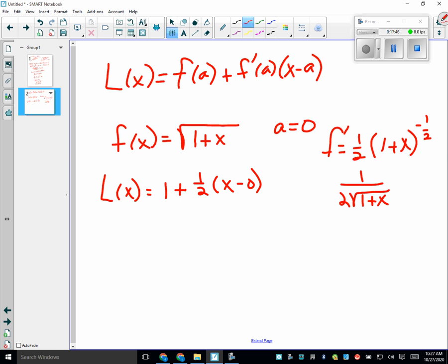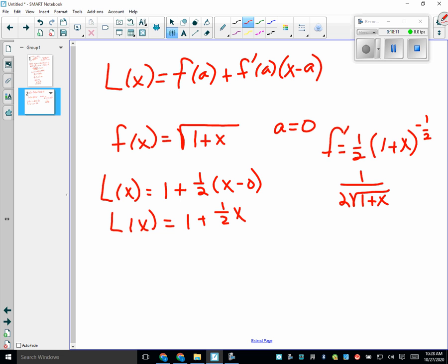Do we need to simplify that anymore? What's the difference between the a's and the x's? The a you plug into x. That's right. So is the linearization equal to 1 plus 1/2 x? That's my first thing that I did with the problem.